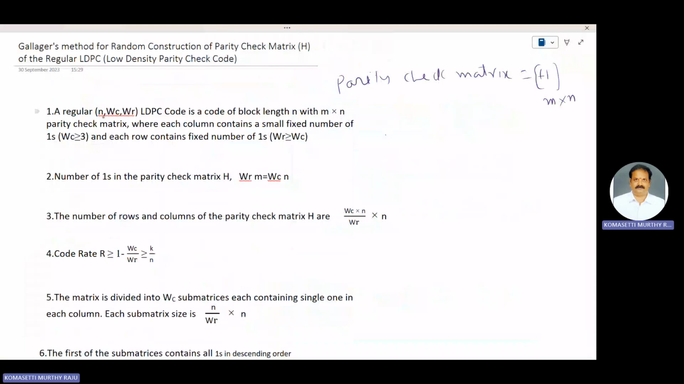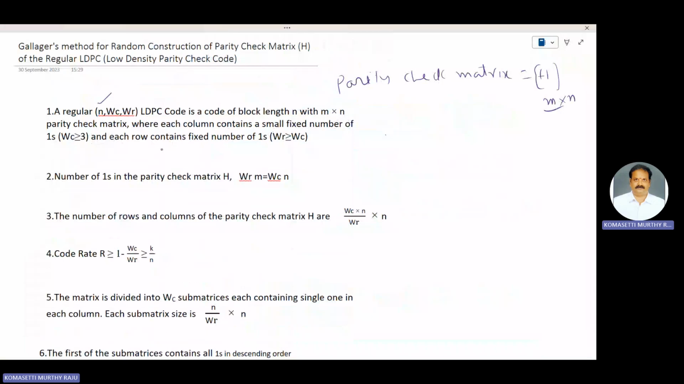A regular (N, WC, WR) LDPC code is a code of block length N with M cross N parity check matrix. That is, H dimensions is M cross N, where each column contains a small fixed number of ones. WC is called the weight of the columns. That means the number of ones in the column is greater than or equal to 3.